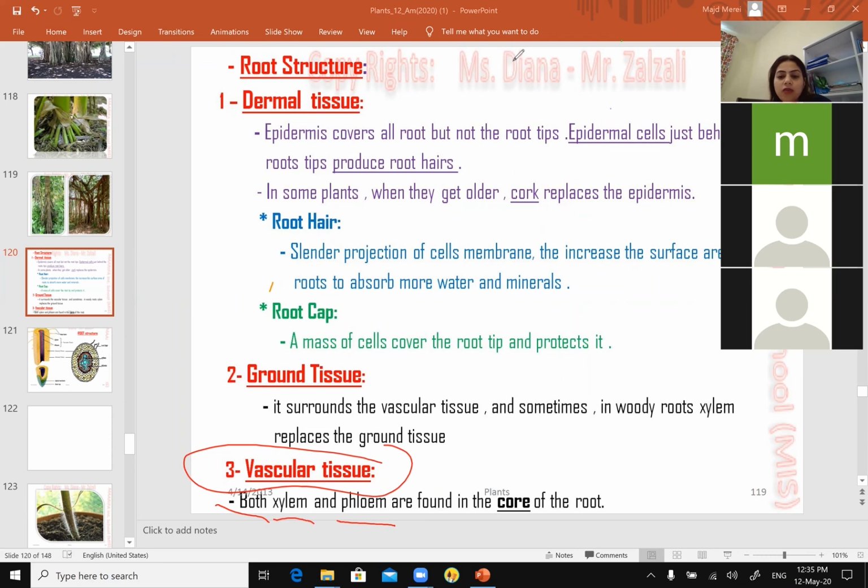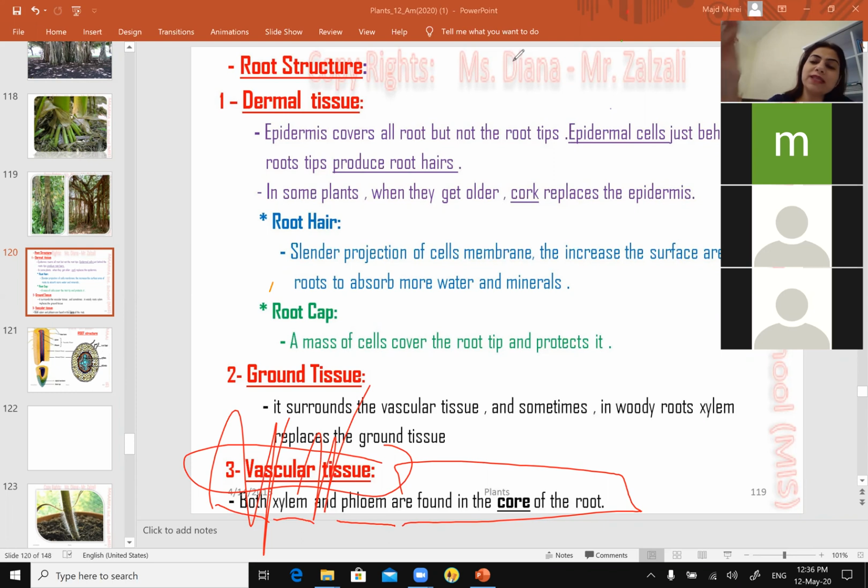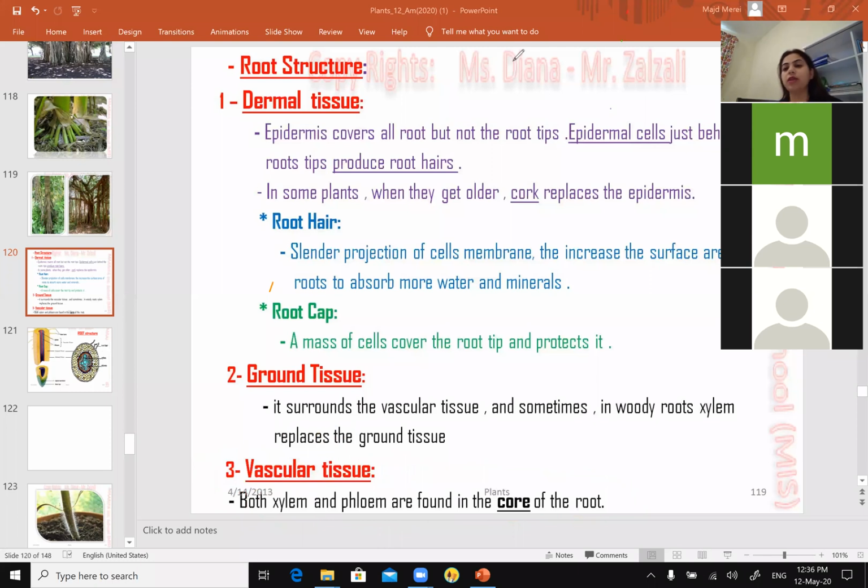Where are they found? In the core of the root. In the core. Bravo. So they are found in the core of the root, the center. And how can you differentiate between them? You should know the xylem from the phloem, okay? You should be able to label both of them. Which one is in the center? Xylem. Okay, and it alternates with phloem.